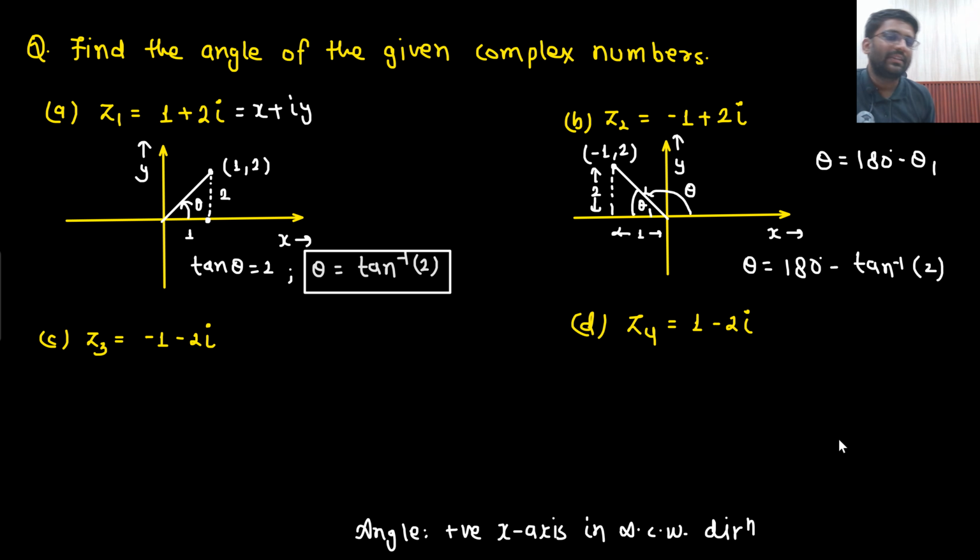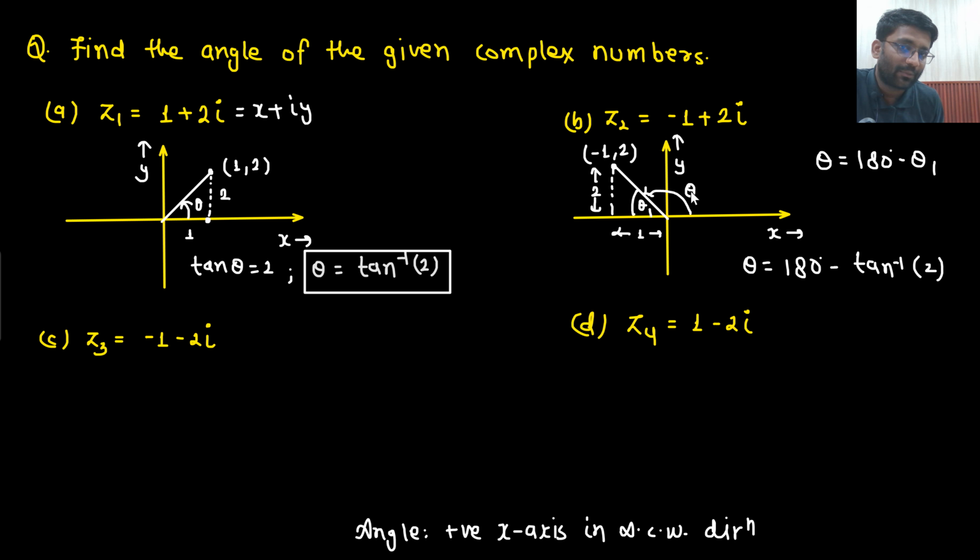Usually people remember that if x is positive, then this will be the angle; if x is negative, then this will be the angle; if y is positive, then this will be the angle; if y is negative, then this will be the angle. Nothing you need to mug up. Simply show them on the xy plane, then you would know what the angle is. Angle is always measured from the positive x-axis in the anti-clockwise direction.